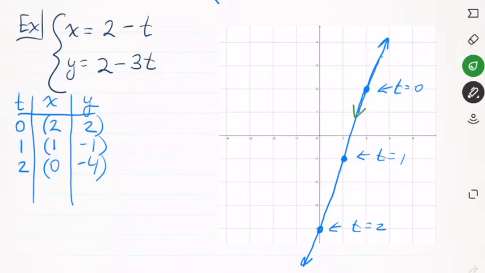So this orientation is moving, if you want to think of it this way, right to left. We started on the right-hand side and we're moving towards the left along this line. So it's doing the opposite orientation of a normal function. Functions usually go left to right.